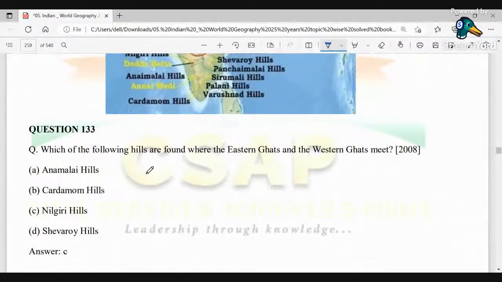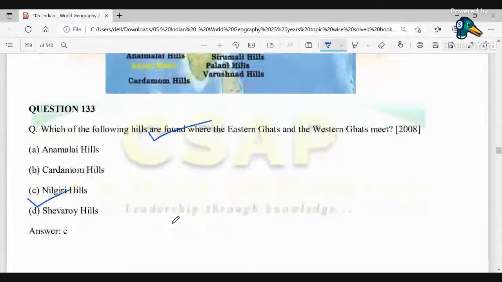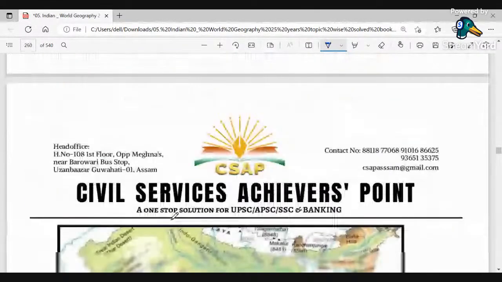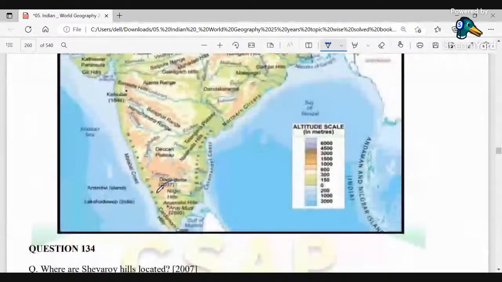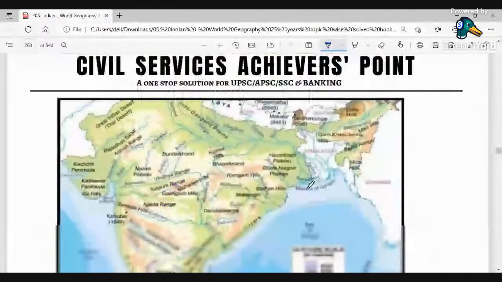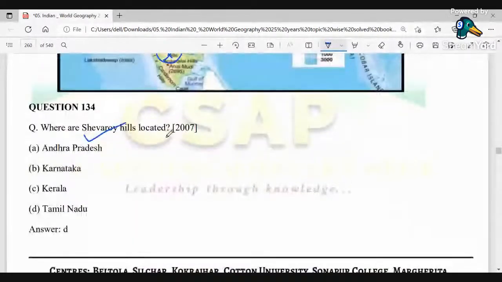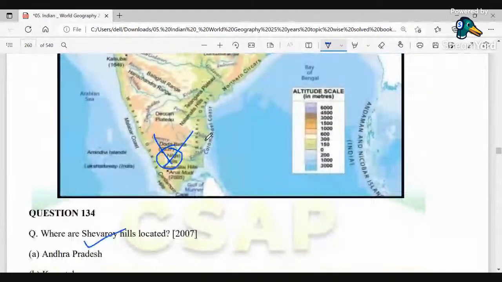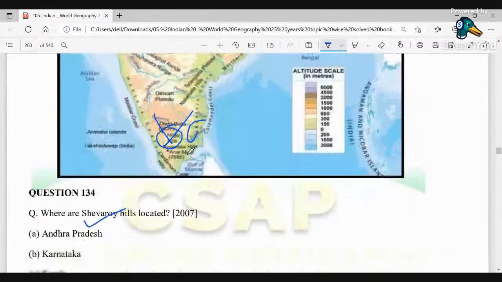Question number 133. Which of the following hills are found where the Eastern Ghats and the Western Ghats meet? So it's obviously the Nilgiri Hills, which you can find in the regions of Tamil Nadu. Okay, so this is the area where you can find the Western Ghats and the Eastern Ghats meeting. Next, where are the Severoy Hills located? So here are the Severoy Hills. It's basically in Tamil Nadu.